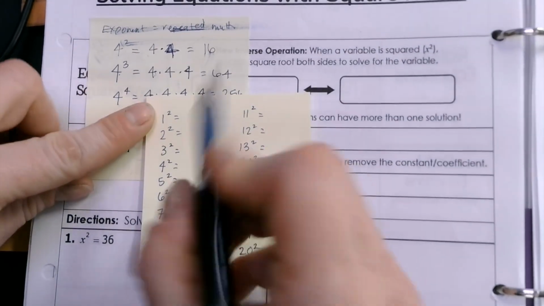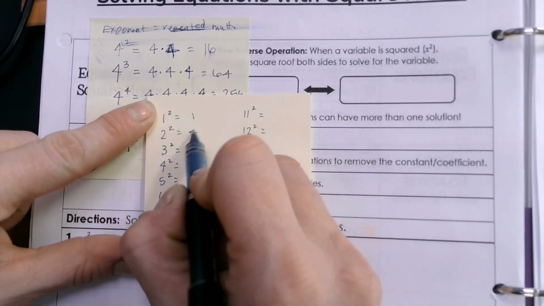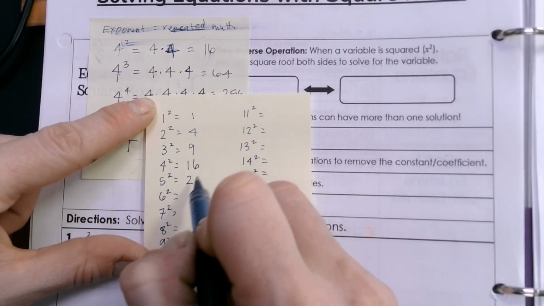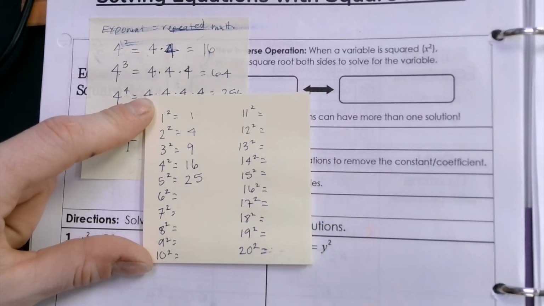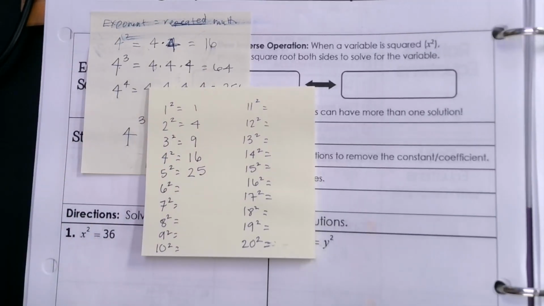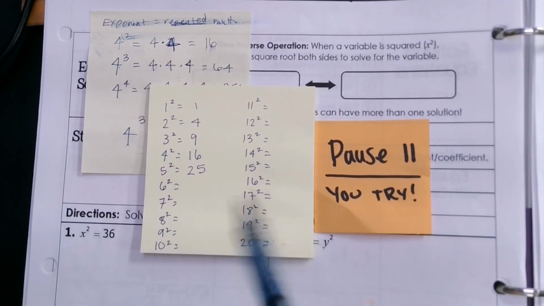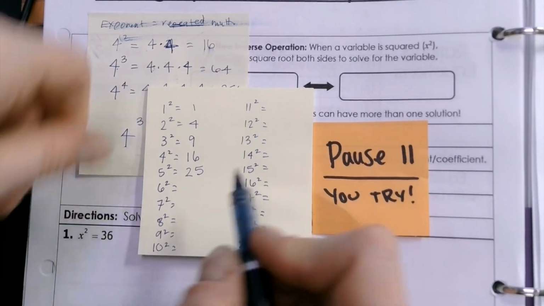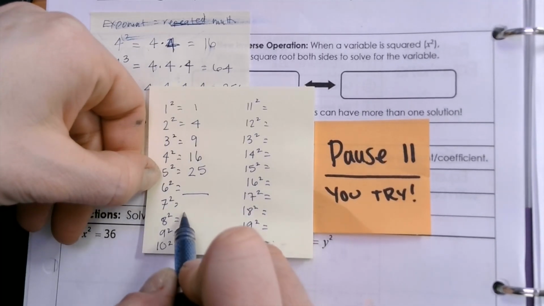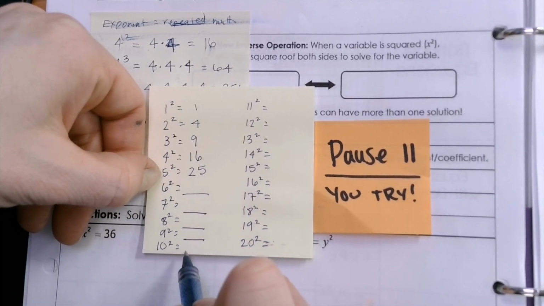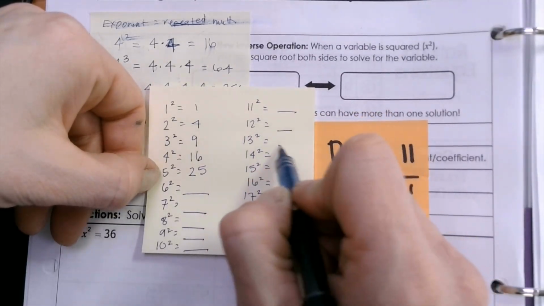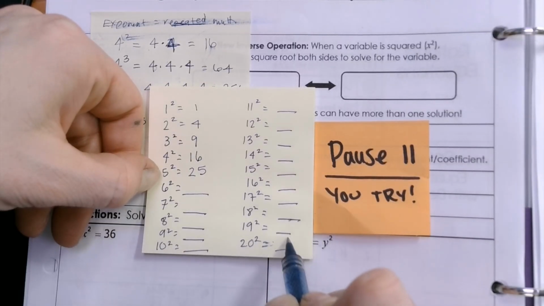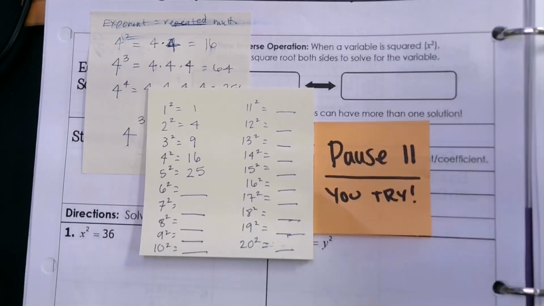So 1 times 1 is 1. 2 times 2 is 4. 3 times 3 is 9. 4 times 4 is 16. 5 times 5 is 25. And I'm going to pause here. What I want you to do is pause this video, and find the rest of these perfect squares. What is 6 times 6? What is 7 times 7? 8 times 8, 9 times 9, 10 times 10, all the way up to 20 times 20. So pause this video now, and you find all of these numbers.